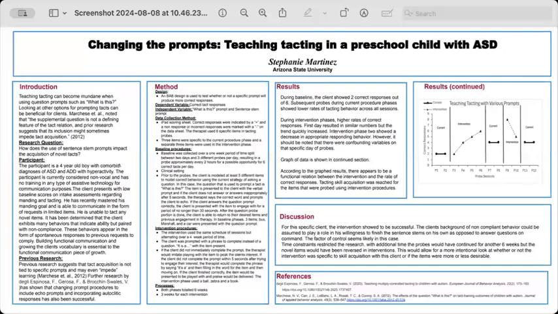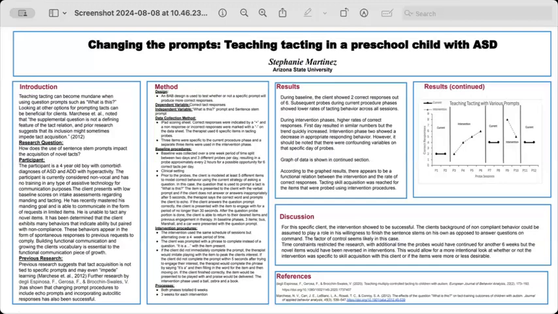So both phases totaled 6 weeks, and there were 3 weeks for each intervention, but broken up into different times for each. So results during baseline, the client showed two correct responses out of six. Subsequent probes during current procedure phases showed lower rates of tacting behavior across all sessions. During intervention phases, there were higher rates of correct responses. The first day resulted in similar numbers, but the trend quickly increased. Intervention phase two showed a decrease of appropriate responding behavior.